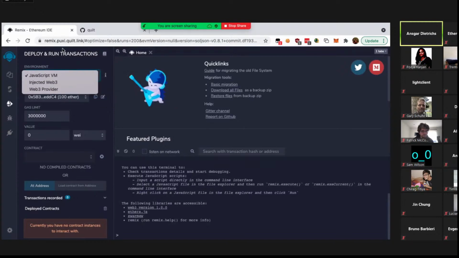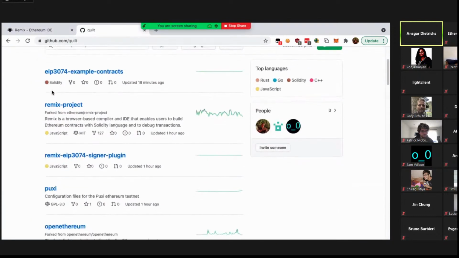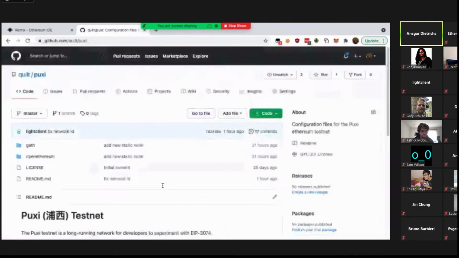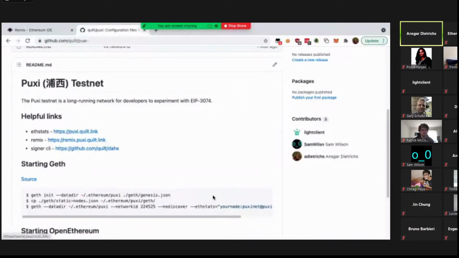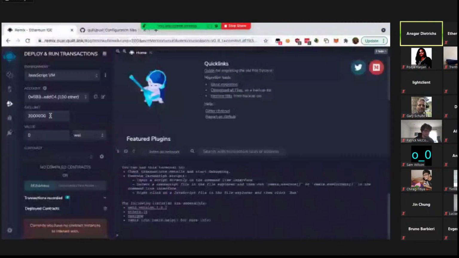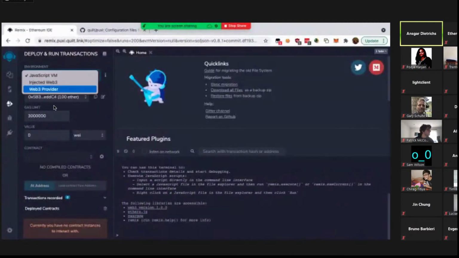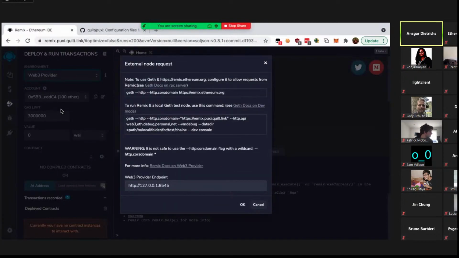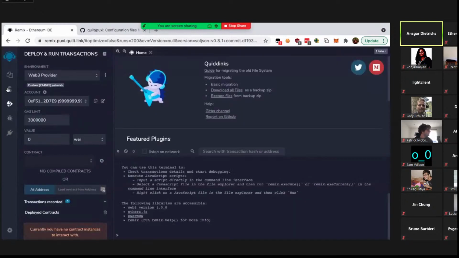And once you're connected to the testnet, you can go here to remix.pushy.quilt.link. You can connect to your local node. So in my case, it's listening right now, RPC on 8545. So here we are connected. You can see I'm connected to my rich account on our Pushy testnet. And by the way, if you need Ether for the testnet or something, just ping any of us and we'll gladly send you whatever you need. And so now we are connected.